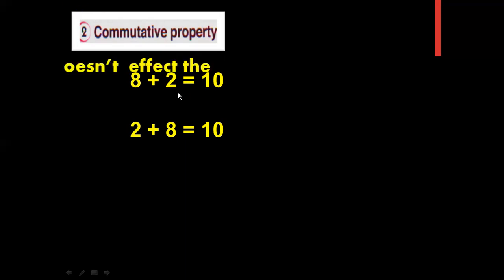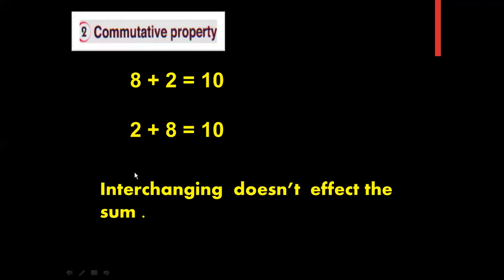The second one, commutative property. What is the meaning of commutative property? If I give you 8 plus 2, it will be equal to what? Yes, it will be equal to 10. Also, if I say 2 plus 8, it will also be equal to 10. So, order doesn't change the value. This is the commutative property. Okay? Interchange doesn't affect the sum. If you change the order, it doesn't affect the sum or the result.